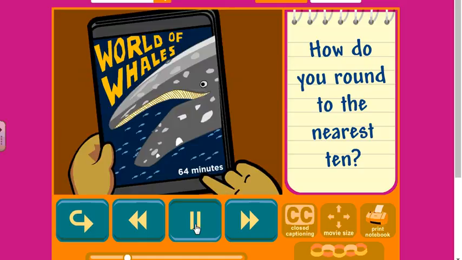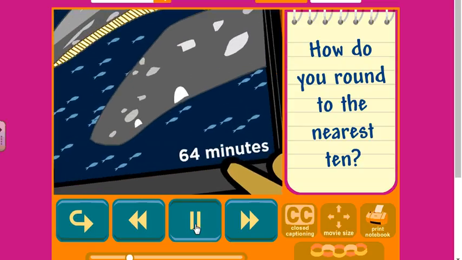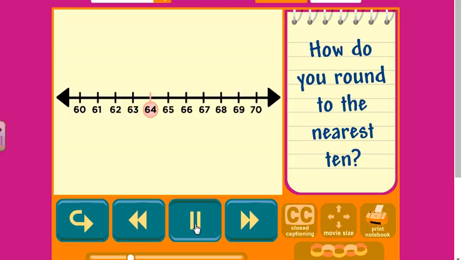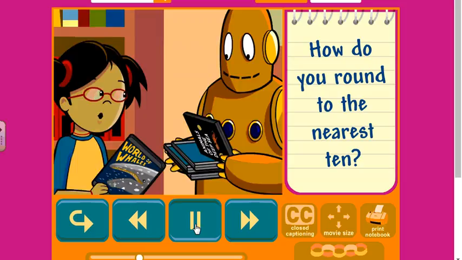This movie on whales is 64 minutes long. Let's round that number to the nearest 10. 64 is between two tens, 60 and 70, but 64 is closer to 60. So when you round 64 to the nearest 10, you round down to 60. This movie is about 60 minutes long.